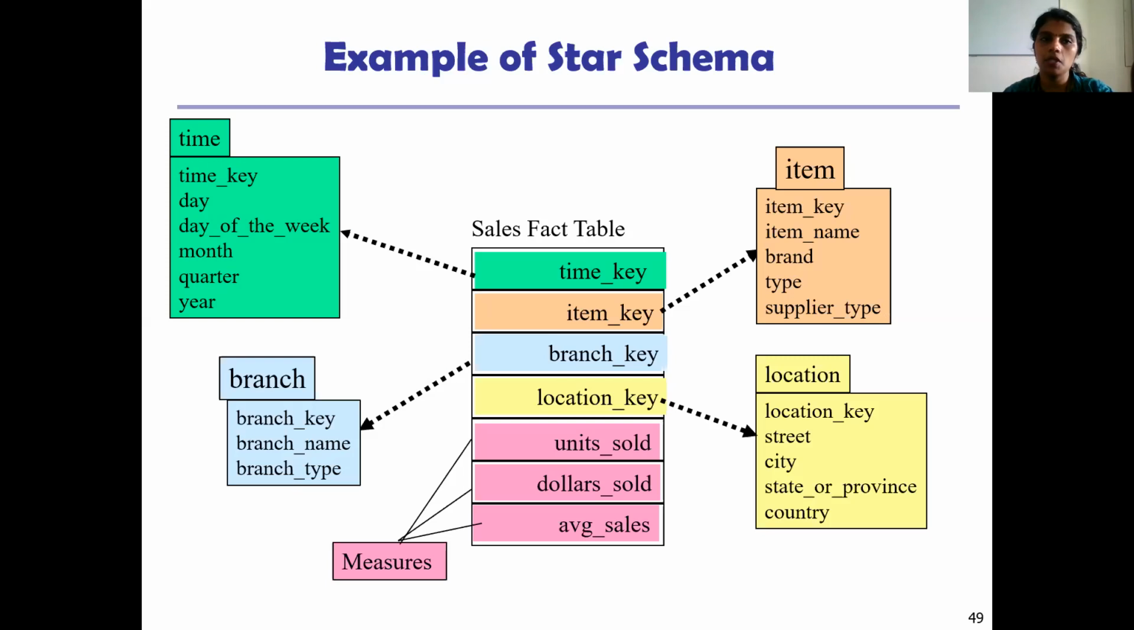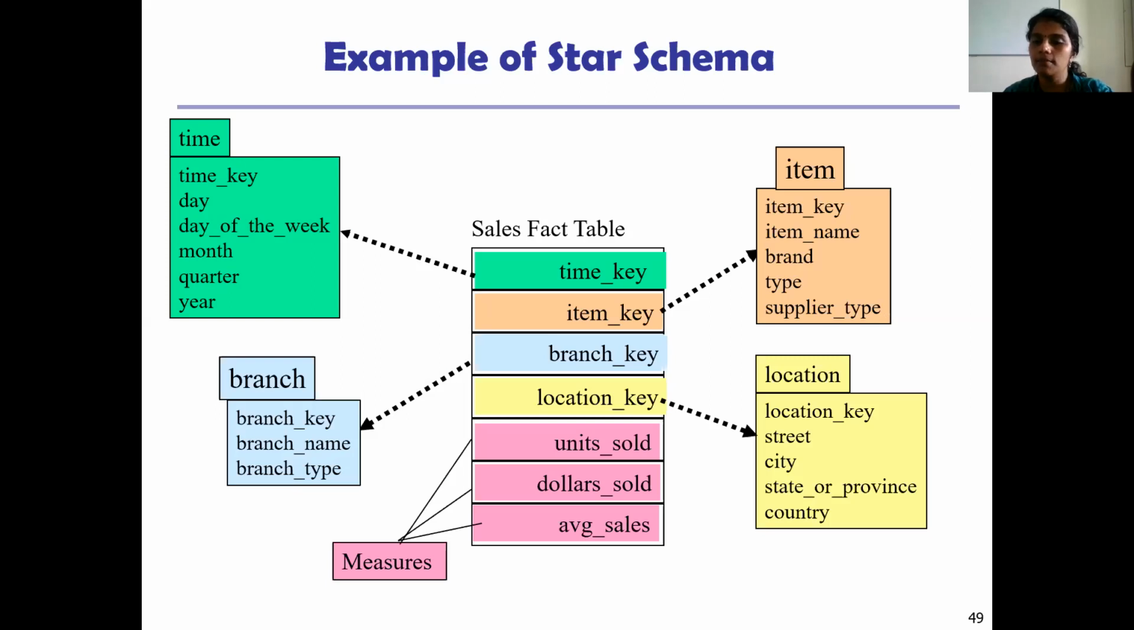Now coming to the dimension tables, each dimension table will have separate attributes. See the attributes of the time dimension table. There is a time key which helps to relate to the sales fact table. Apart from that, you have day, day of the week, month, quarter, and year. So that is part of the time dimension table. Coming to the branch dimension table, obviously you have the branch key which helps to relate to the sales fact table. Apart from that, you have two attributes, branch name and branch type.